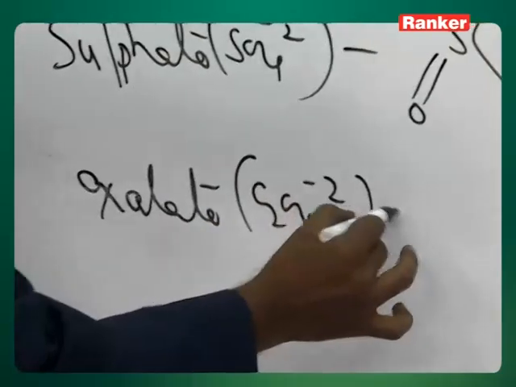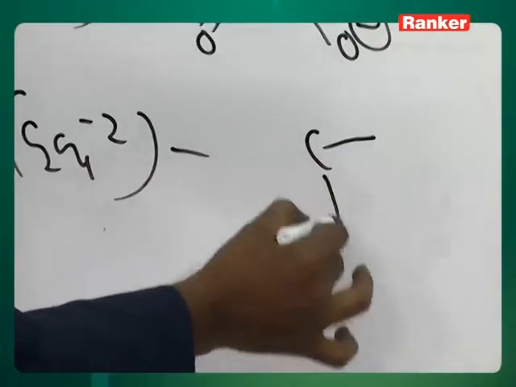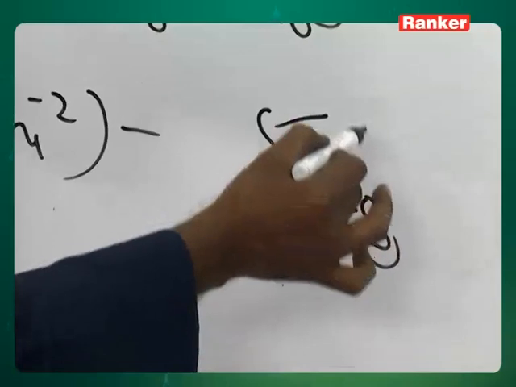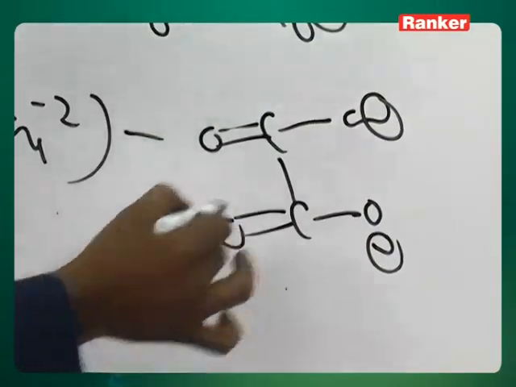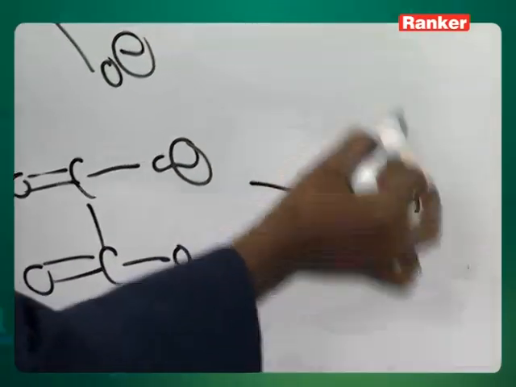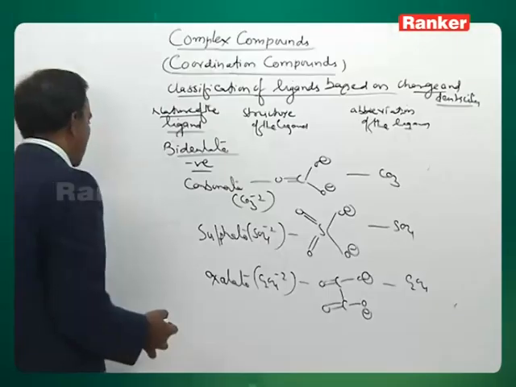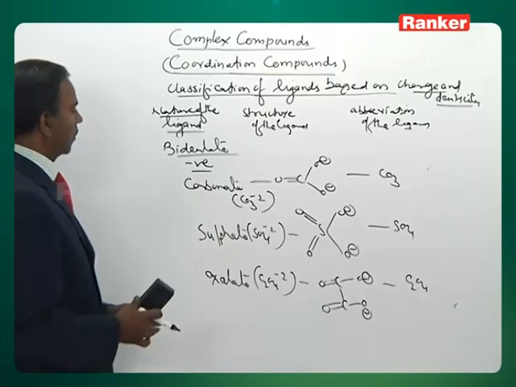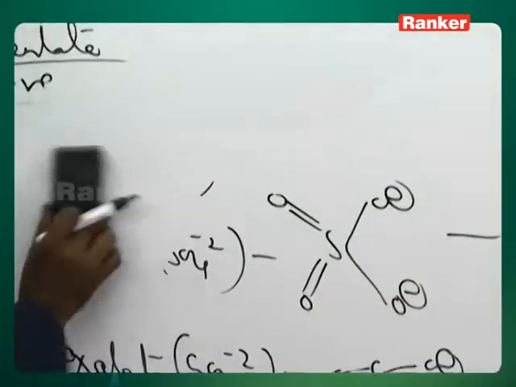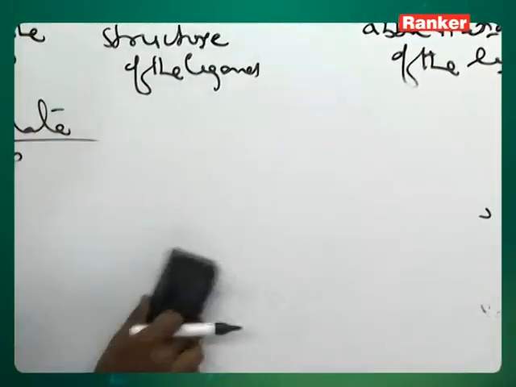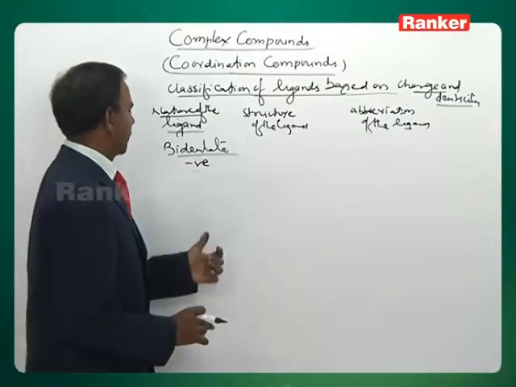Oxalato ligand is C2O4 minus 2. This is the structure of this particular ligand, oxalato ligand, C2O4. So carbonato, sulfato, oxalato, many are there in this. I will show a few more bidentate negative ligands. Wait, some more ligands. Let me write negative ligands.